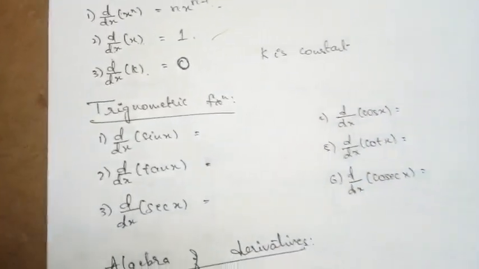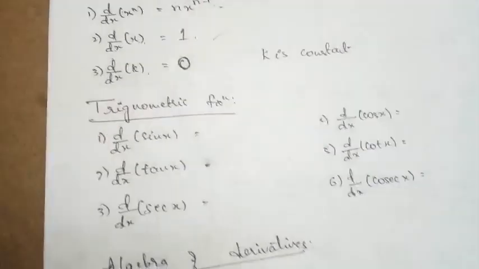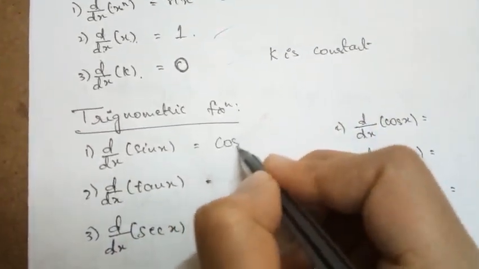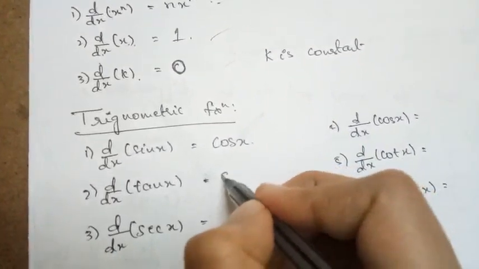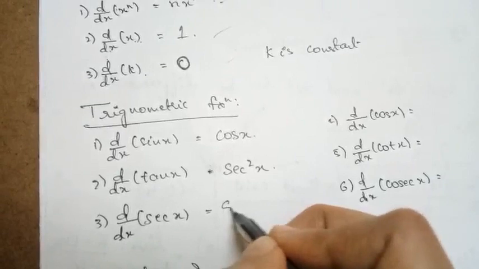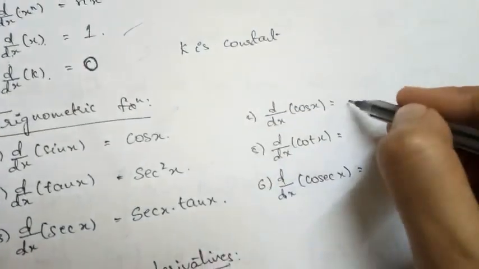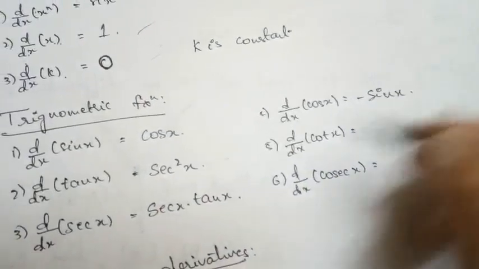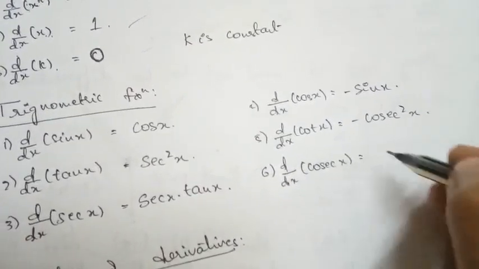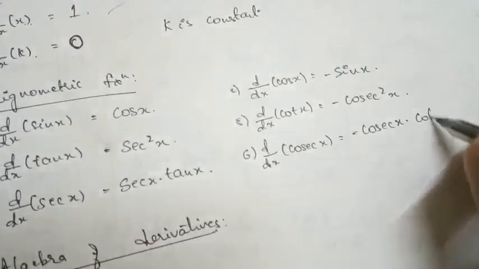Then next, what we have learnt last year, the derivatives of some of the trigonometric functions. Differentiation of sin x is cos x, differentiation of tan x is secant square x, differentiation of secant x is secant x into tan x. Similarly, differentiation of cos x is minus sin x, differentiation of cot x is minus cosecant square x, and differentiation of cosecant x is minus cosecant x into cot x.